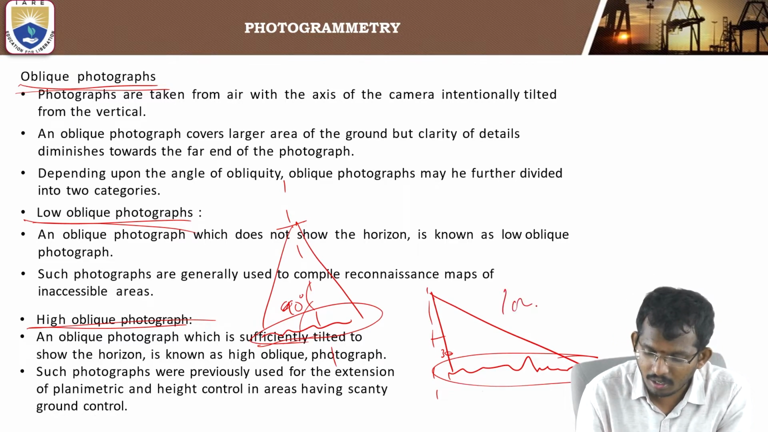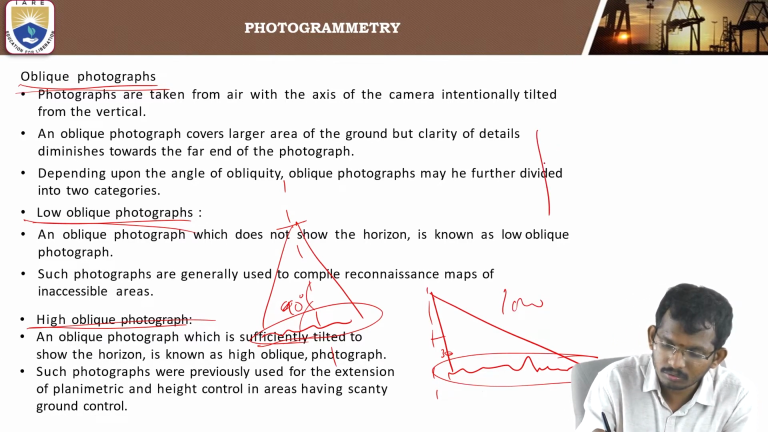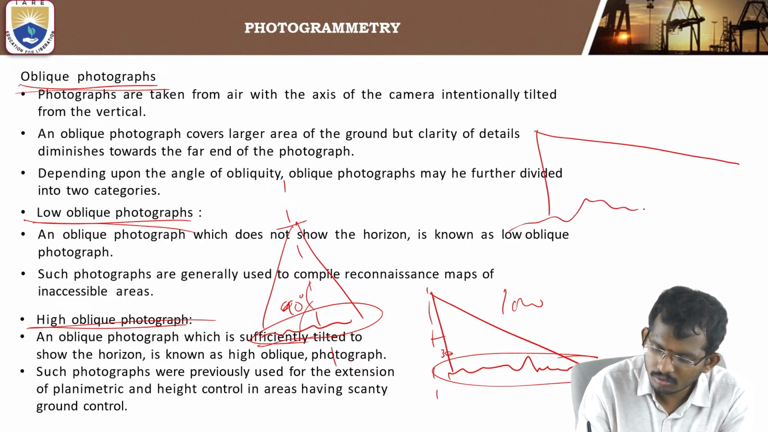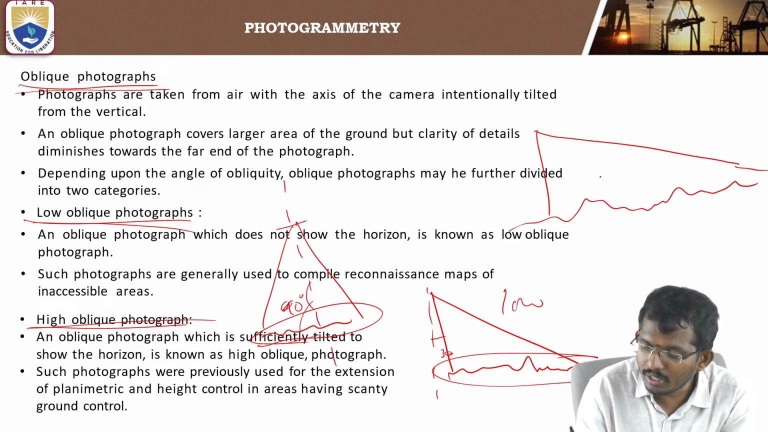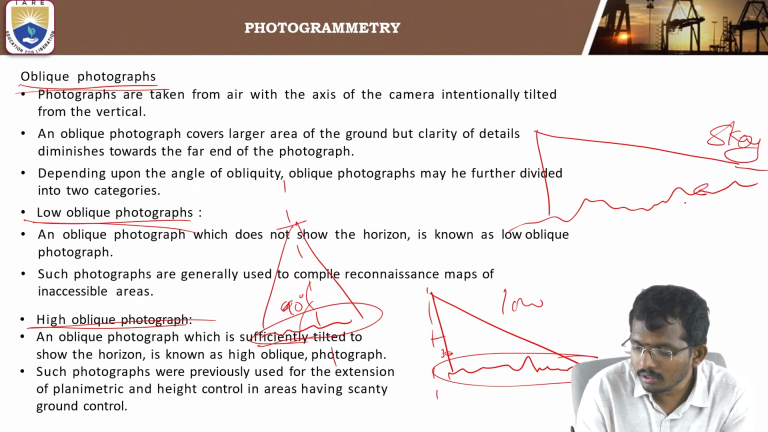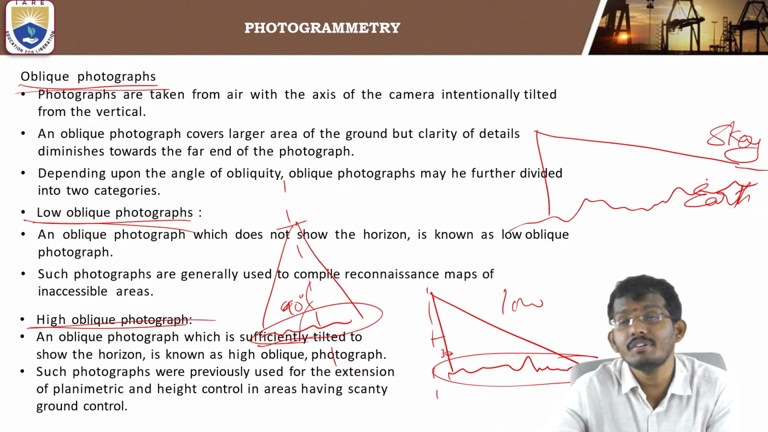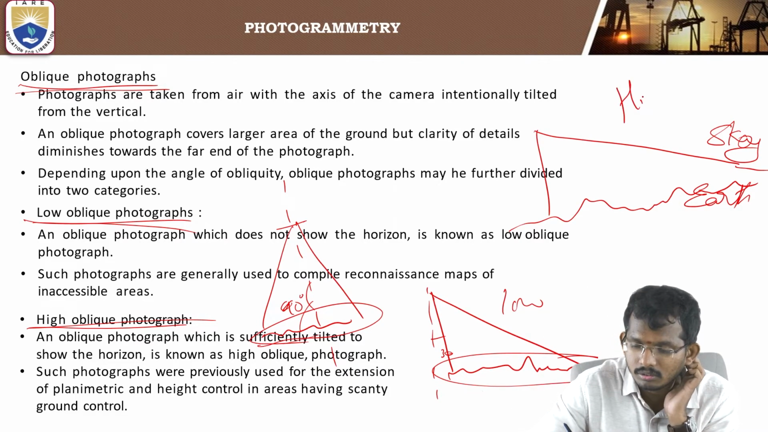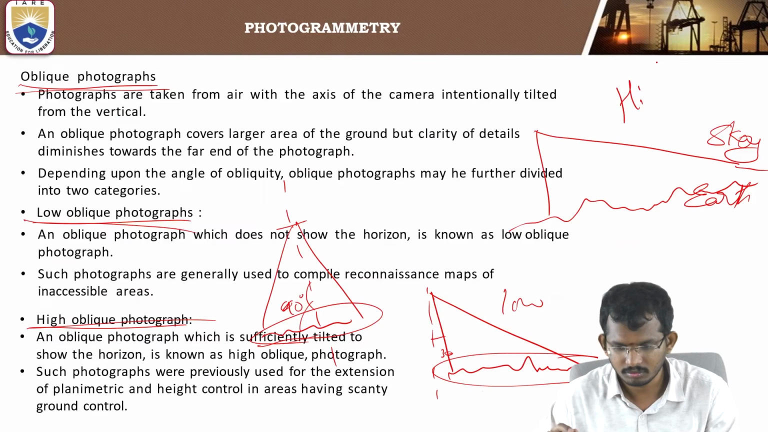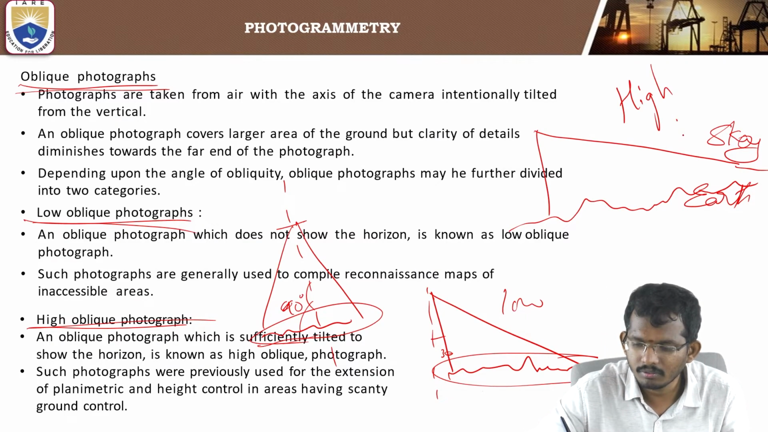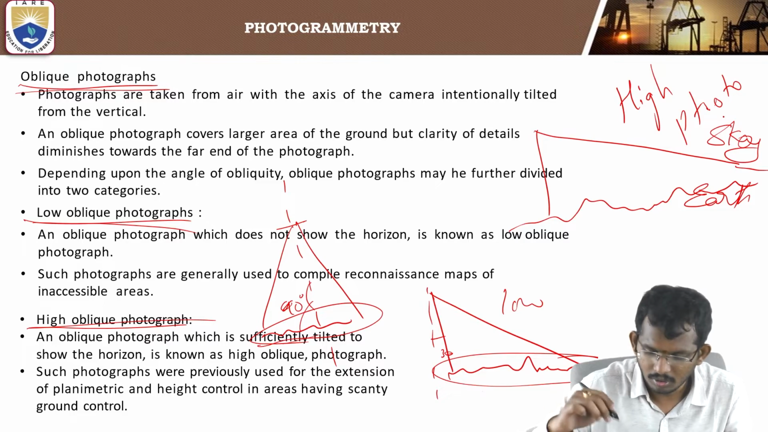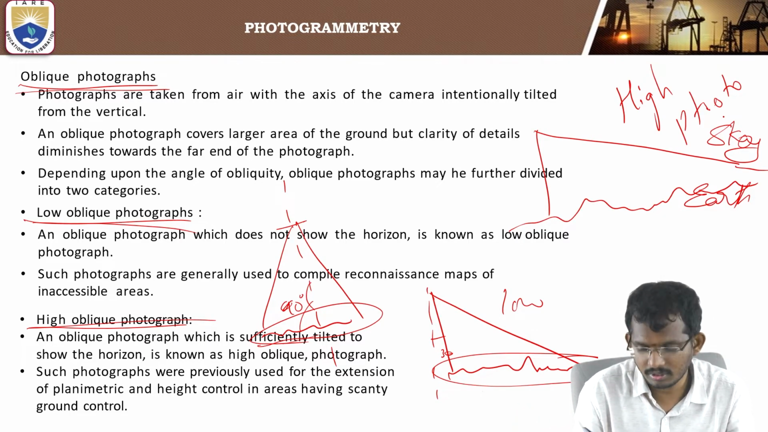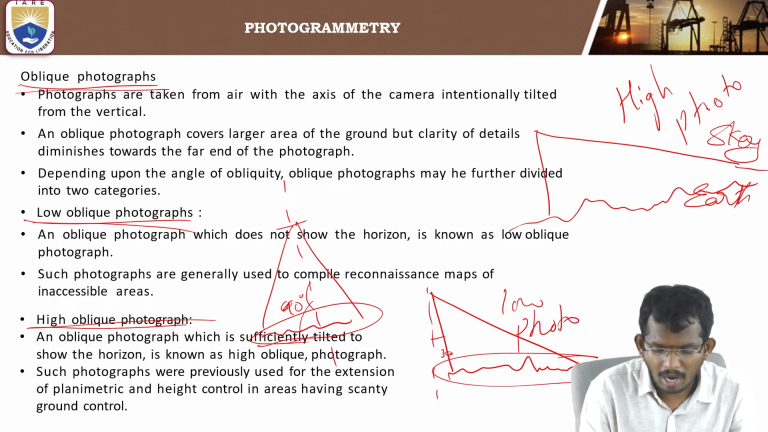And this is a low oblique photograph. We also have high oblique photographs. In a high oblique photograph, we observe sky and earth together. A photograph in which we can observe the sky and earth touching each other is called a high oblique photograph. If we can see only the objects, that is a low oblique photograph. And if we observe a very small region, it is called a vertical photograph.